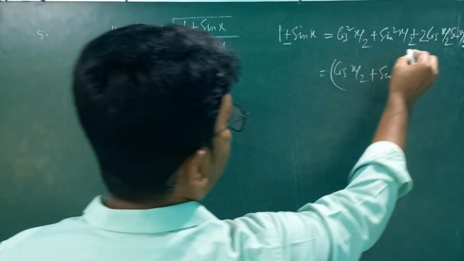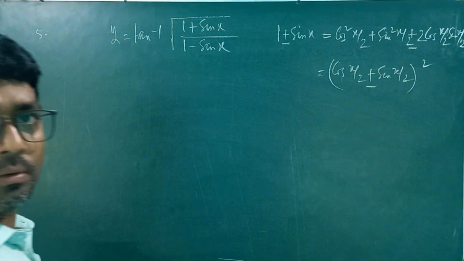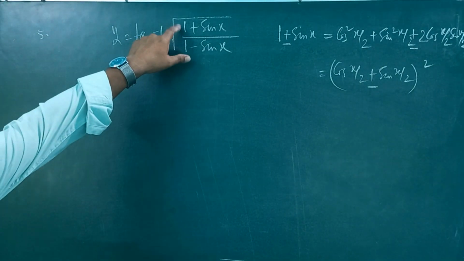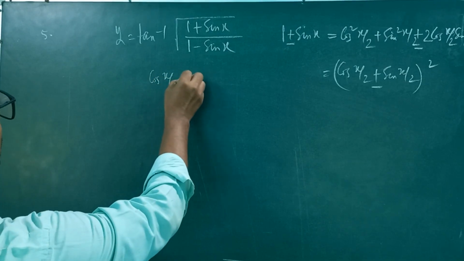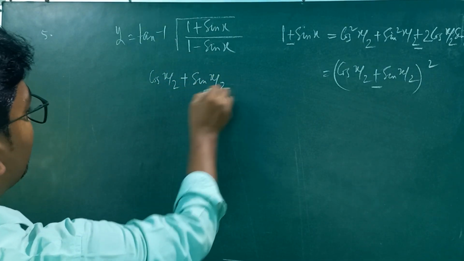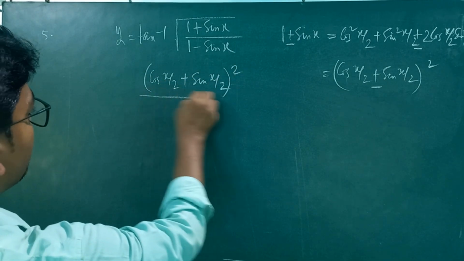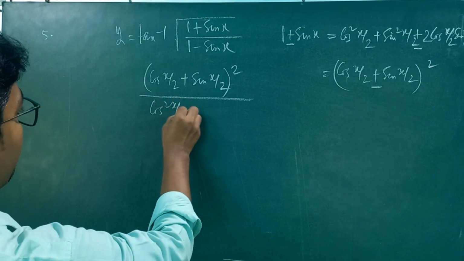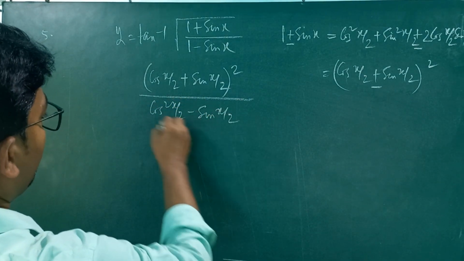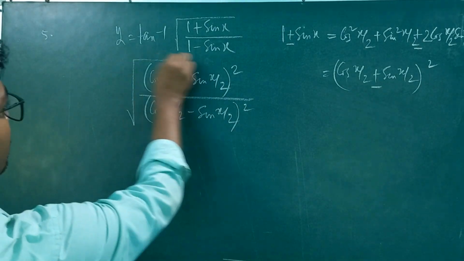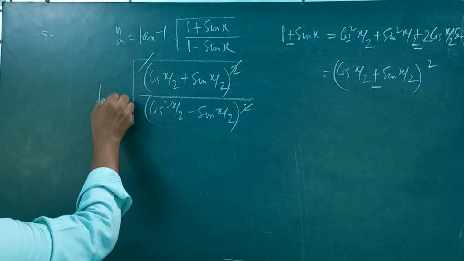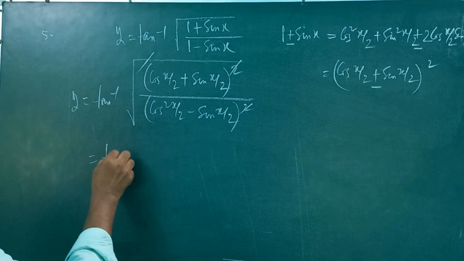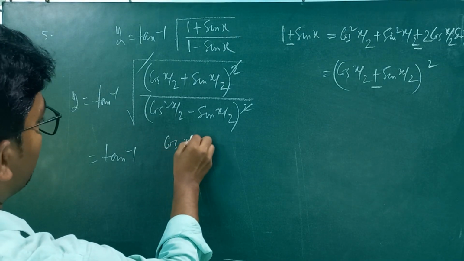If there is minus, there will be minus here. Now, what will be this structure? This one is cos x by 2 plus sin x by 2 whole square over cos x by 2 minus sin x by 2 whole square, its root. So square and root will vanish. So what will you get? Only this one.